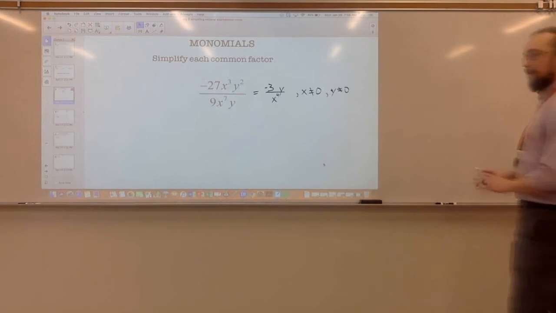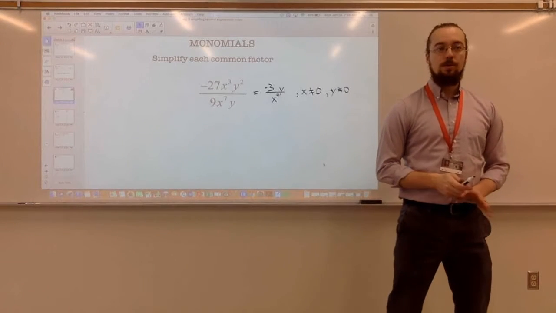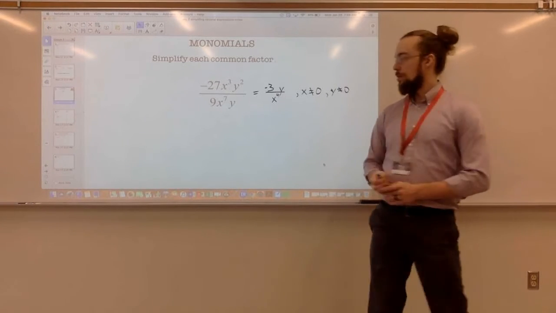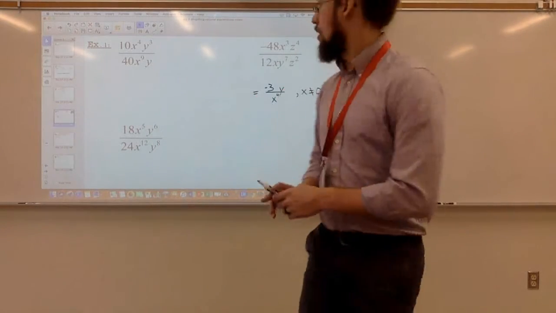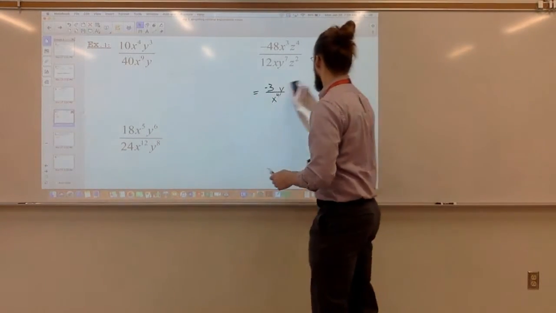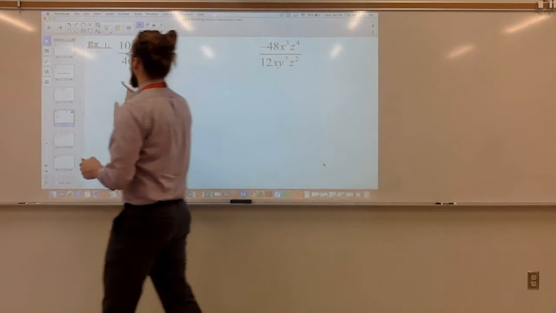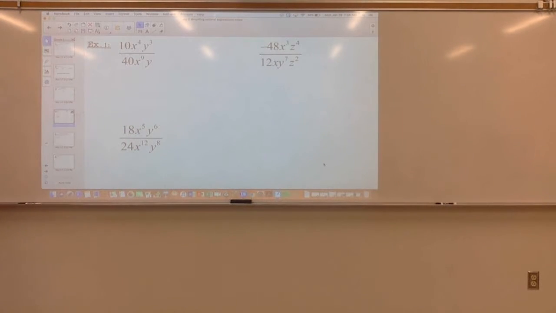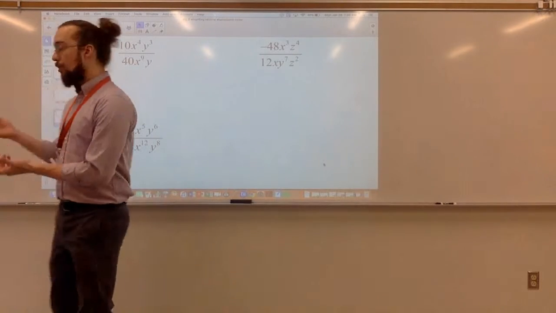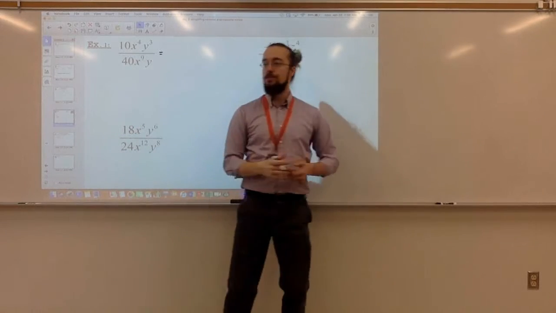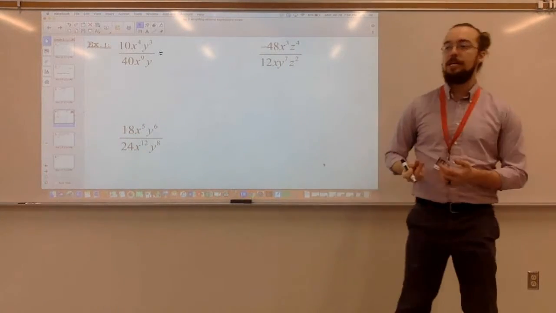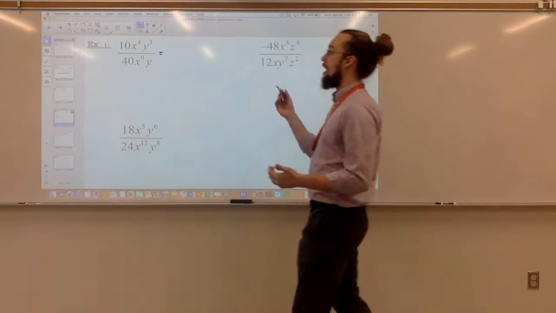Do we want to do another one together, or do you want to try a couple? Another one? All right. Let's do another one together. So let's take a look at this one. 10x to the 4th y cubed over 40x to the 9th y. So we just want to go piece by piece. And let's look at our coefficients first. So 10 over 40. How could I reduce that fraction?